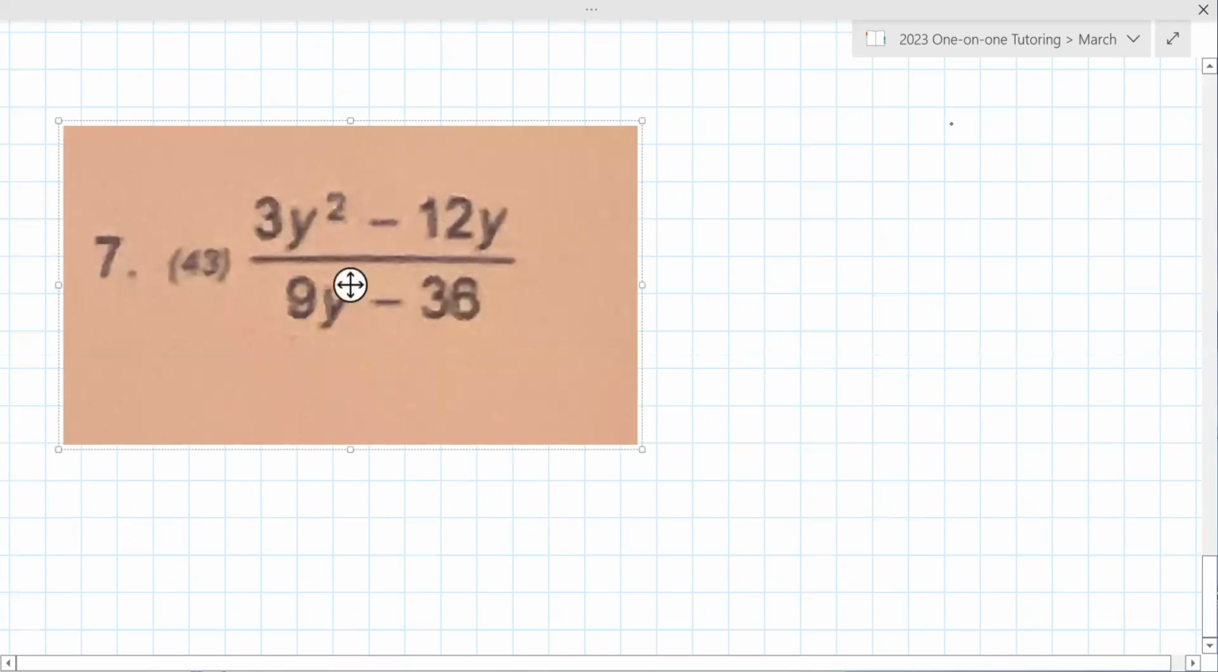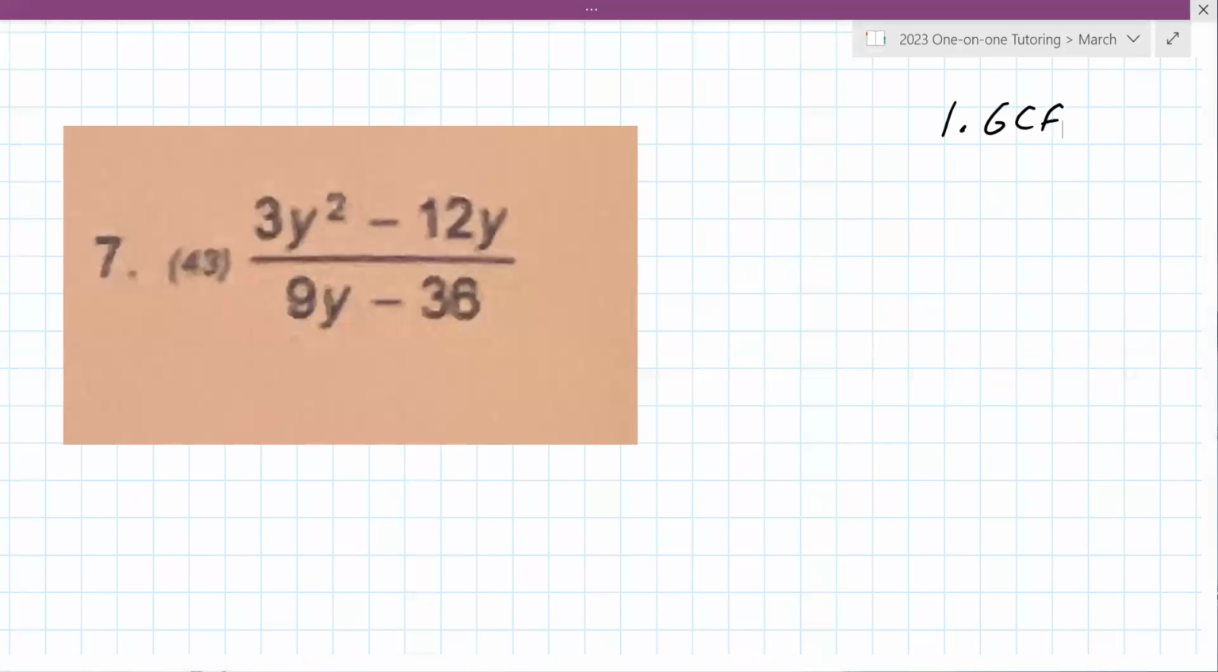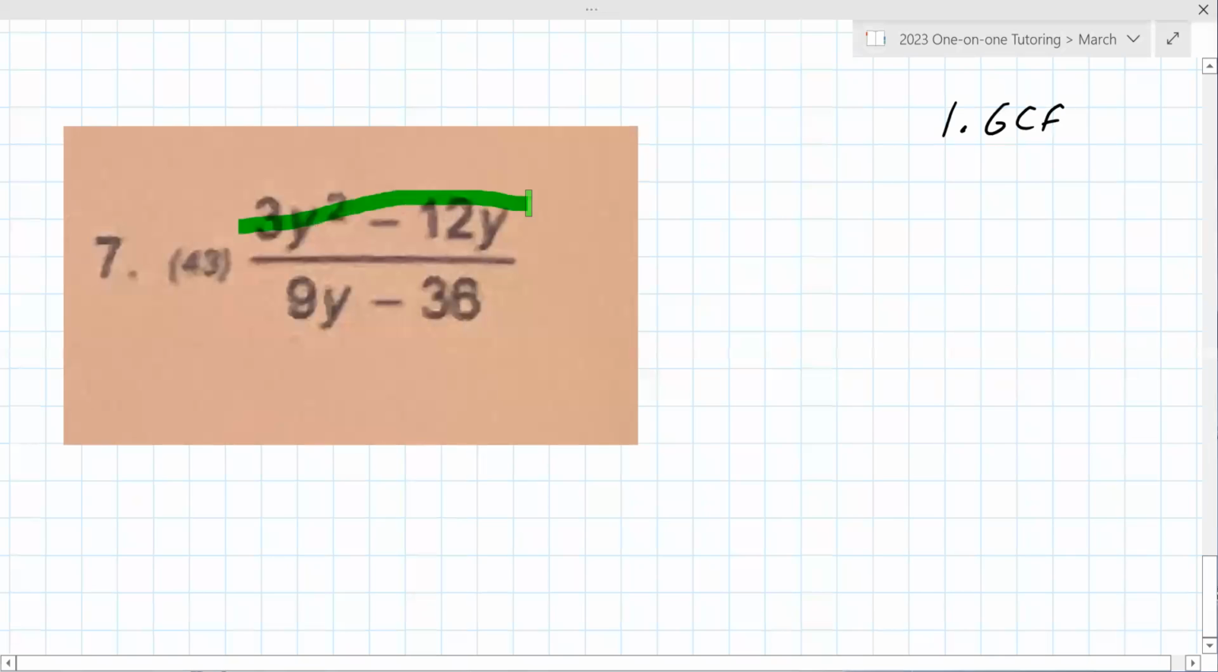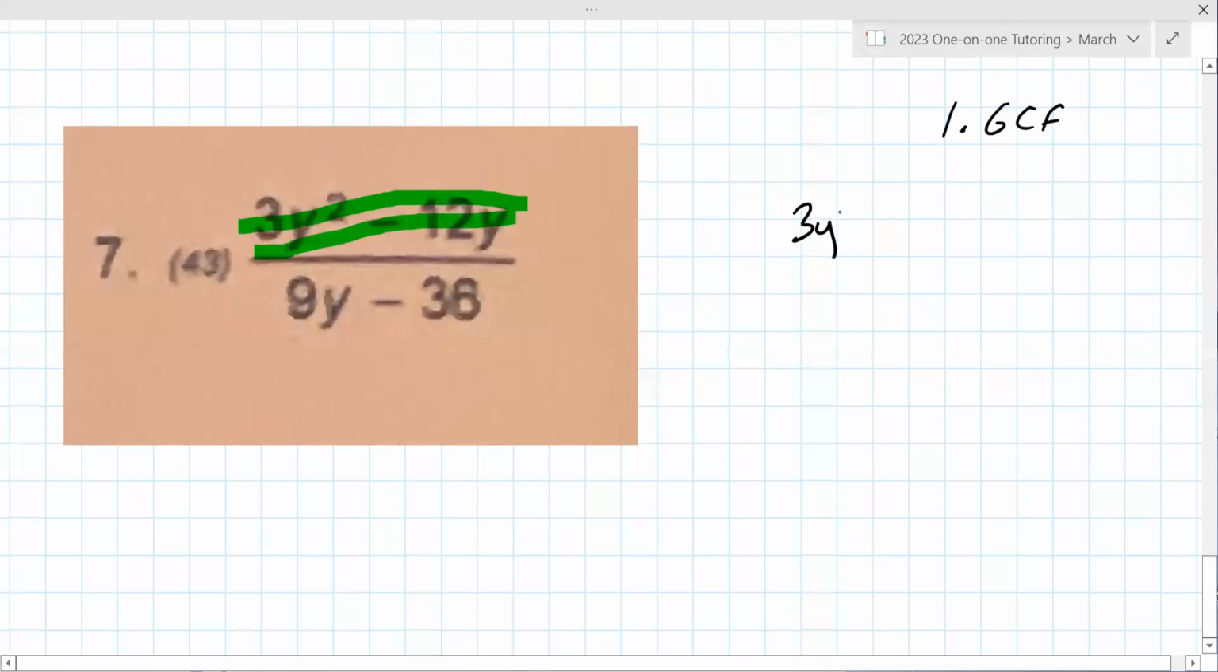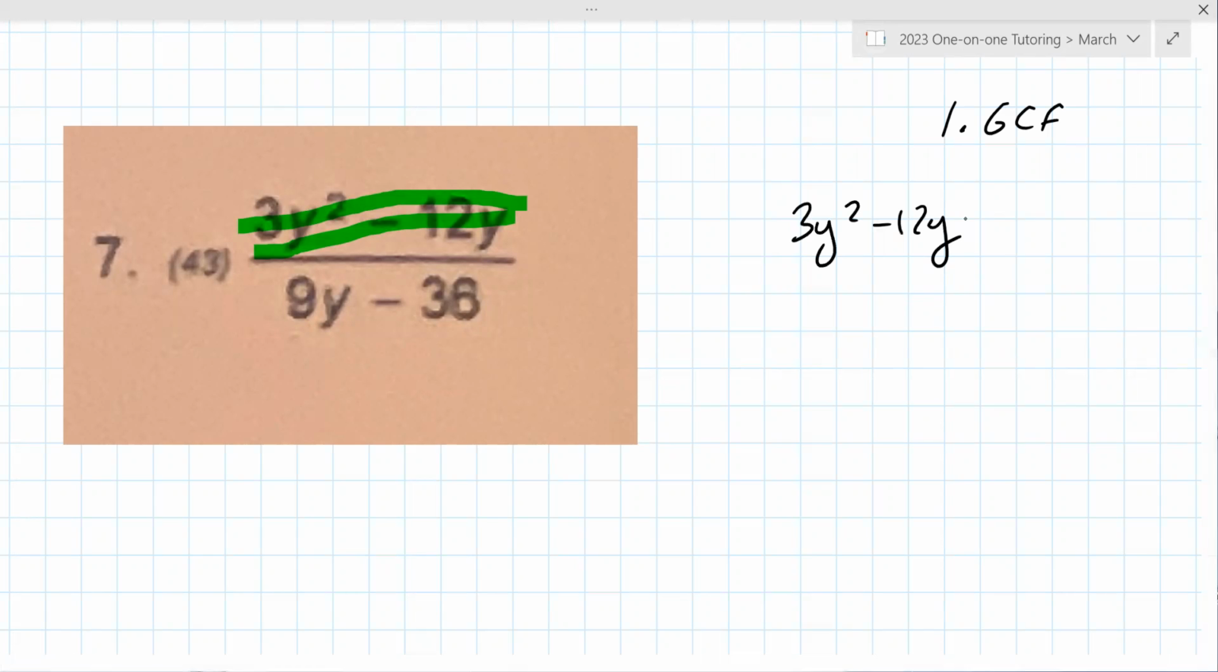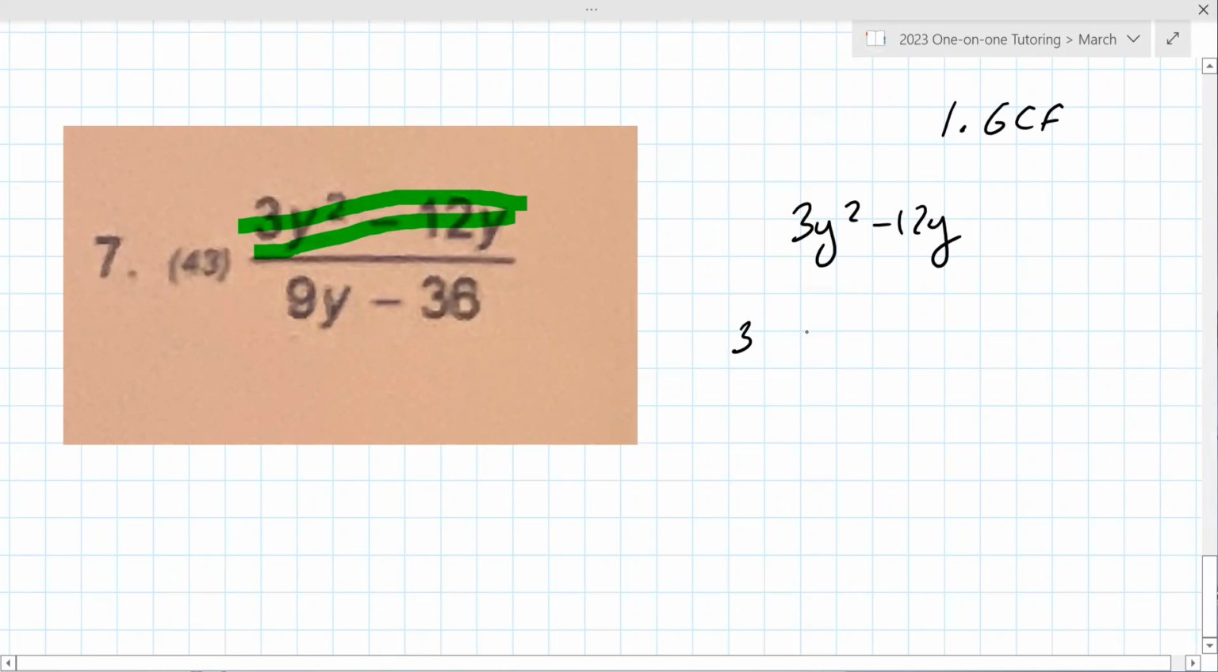The first type of factoring that you're always supposed to do is the greatest common factor. And we really want to look at the numerator and denominator separately. So when you look at just the 3y squared minus 12y, what's the greatest common factor there? What goes into both the 3 and the 12? 3. And then between y squared and y is the smallest exponent.